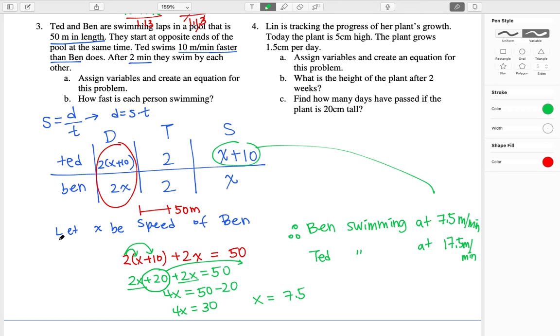Now the let statement, always remember, comes from what the question is asking. The question is asking how fast is each person swimming. That's why I said let X be the speed of Ben. So keep in mind, when we are working with a distance, speed, time word problem, I would highly recommend that you make a table like this, separating each person, and use the formula to identify and formulate an equation.